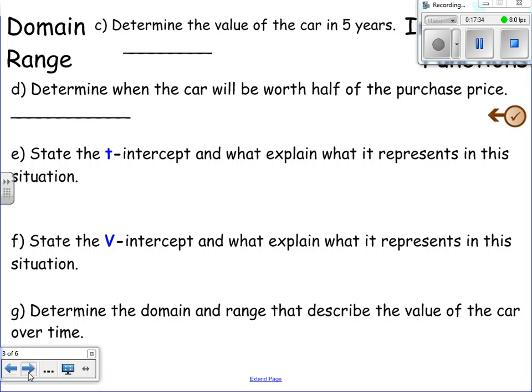What's it worth in 5 years? So let's check it out. So Y equal to 20,000 minus 1250 times 5, which I believe is 6,250. That means Y is equal to 13,750. Check my math. I'm not sure. Is it right? That's the value of your car in 5 years.